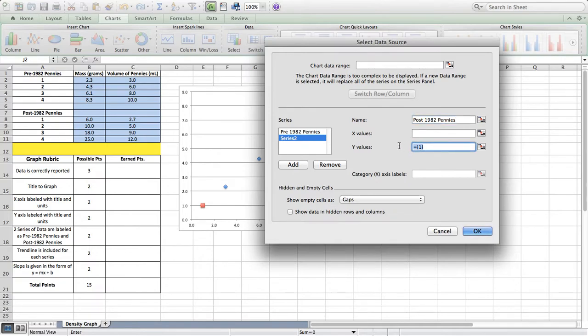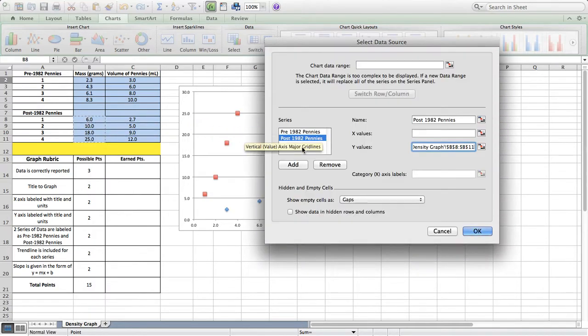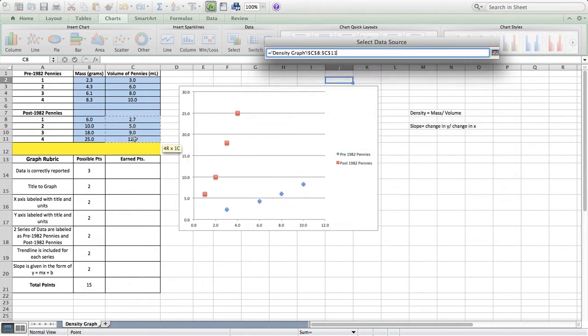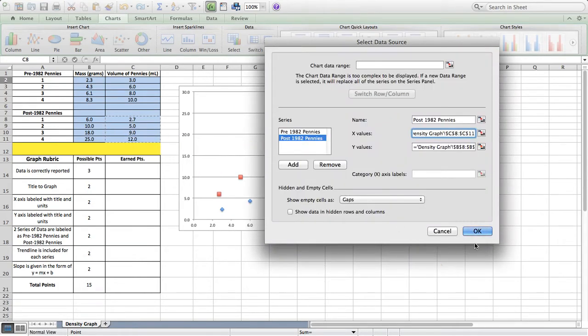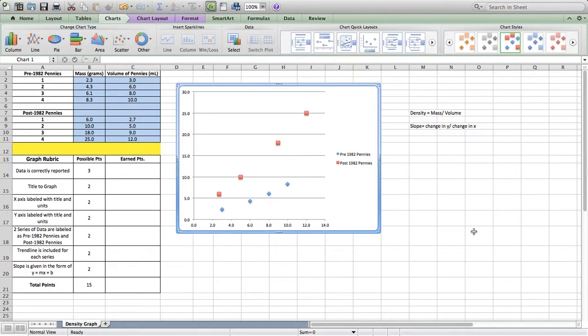Again, we want our y values to be the mass. So you're going to come over here to post-1982, and you're going to choose the mass of all your post-1982. And then, of course, our x values, we want to be the volume. And we're going to go ahead and hit OK.